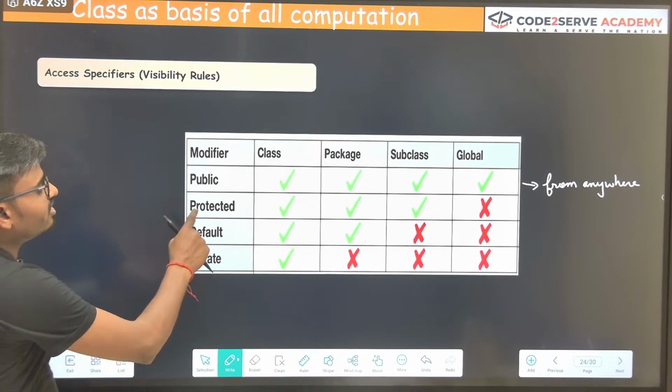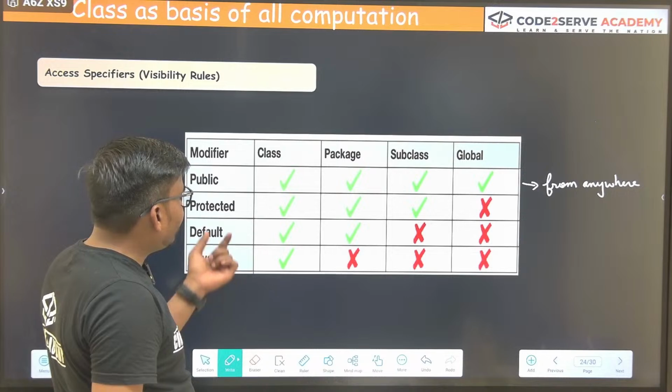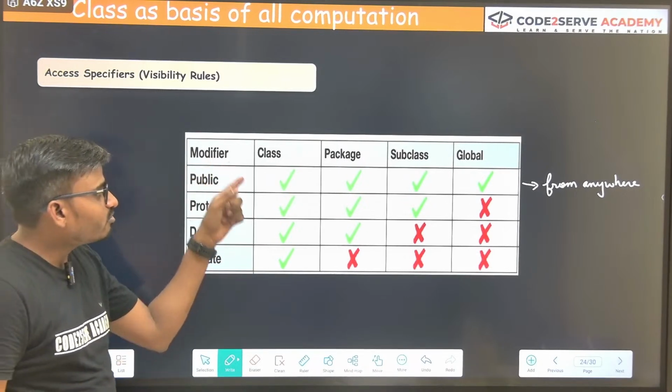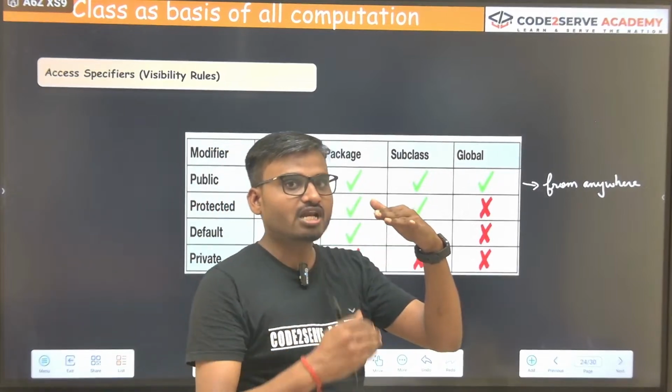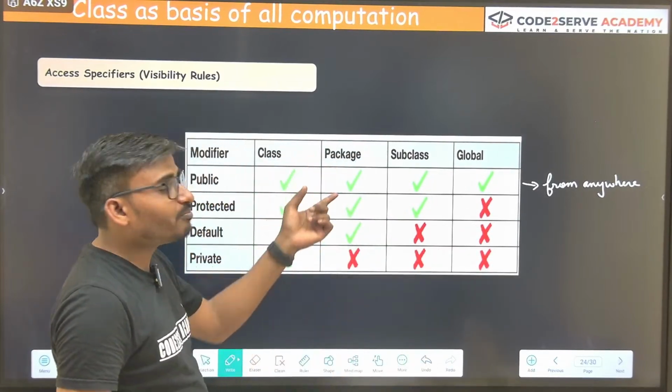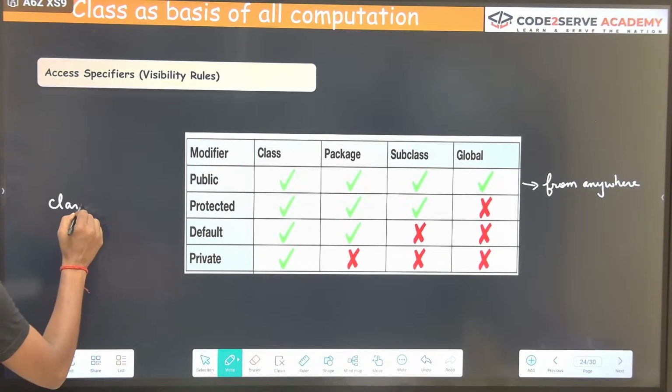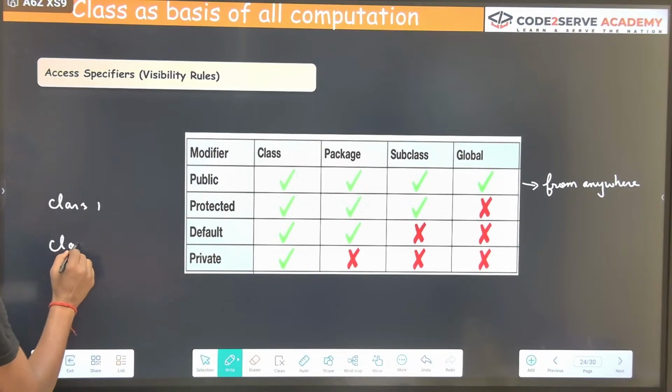Okay. The second one is protected. In case of protected, that means you can use it in the same class and from the package. That is, suppose you have class 1, you have class 2.